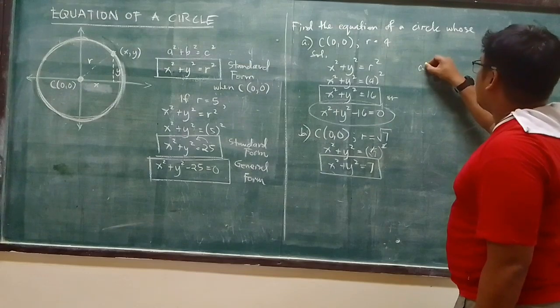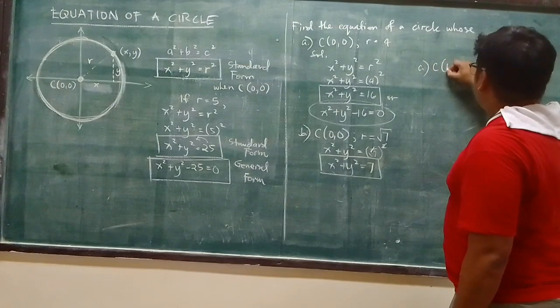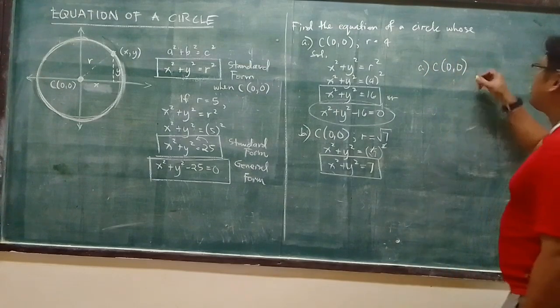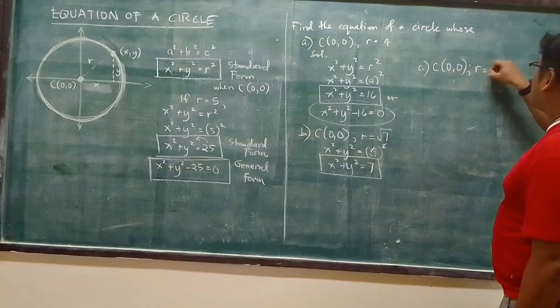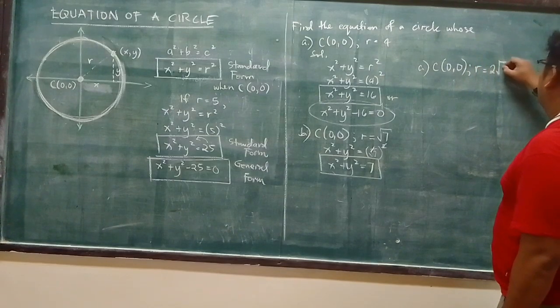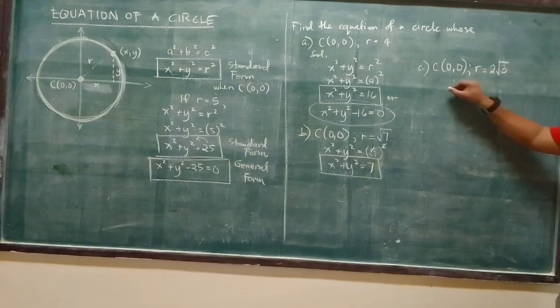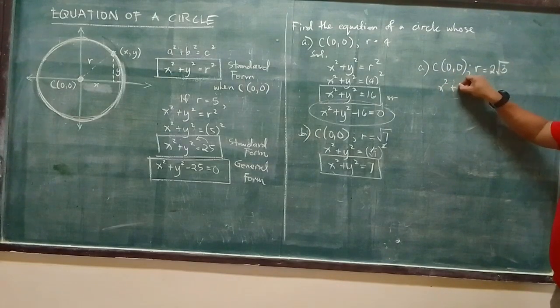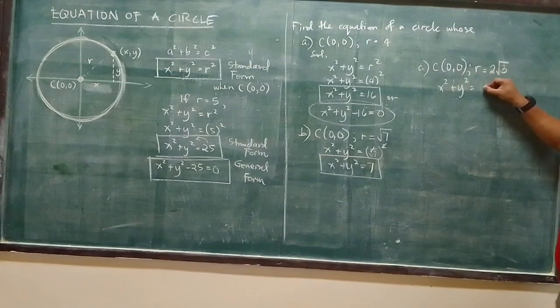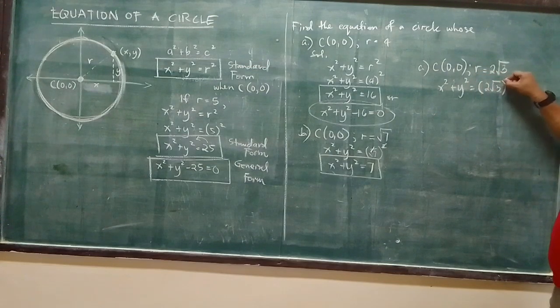So let's see. Ulit lang natin ito, center at (0, 0). This time, your radius is 2 square root of 3. Okay? May concept ito. So, x squared plus y squared is equal to 2 square root of 3 quantity squared.